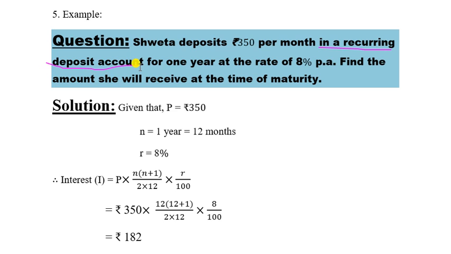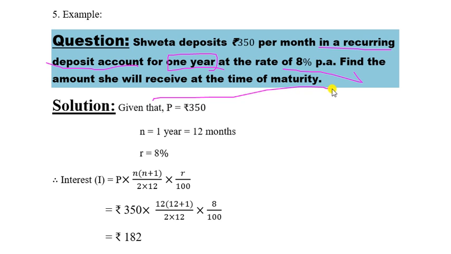And for 1 year, see here it is not given in months, it is given in years. That means you have to convert it into months. Time is 1 year, and the rate of interest is also given, 8%. And the question: find out the amount she will receive at the time of maturity. That means we have to find out the maturity value for this question.